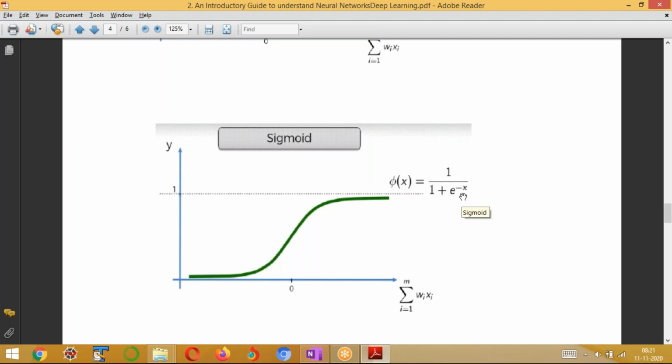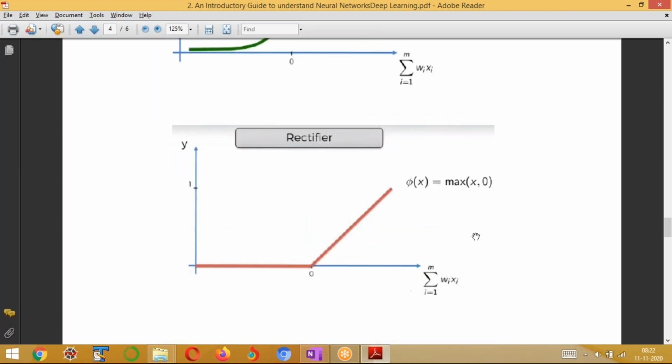Now this is what? E power minus x. E power minus x means 1 by e power x. Right? If I take this 1 by e power x from the bottom to the top, what will remain? E power x divided by 1 plus e power x. That is your logistic function. The actual sigmoid function is like this, but if I convert it to inverse and put it back on top, it becomes your normal logistic. All right. And rectifier, yes, this is what I'm talking about, max of x comma 0.